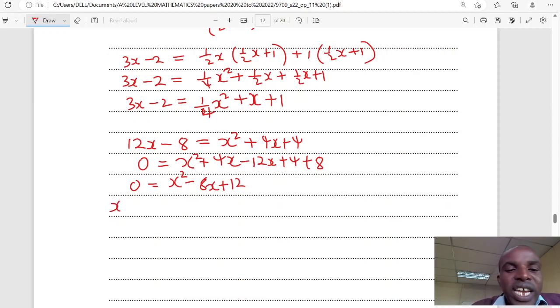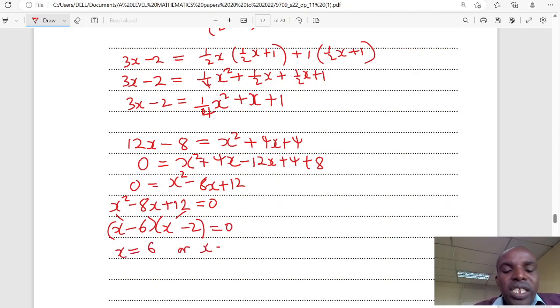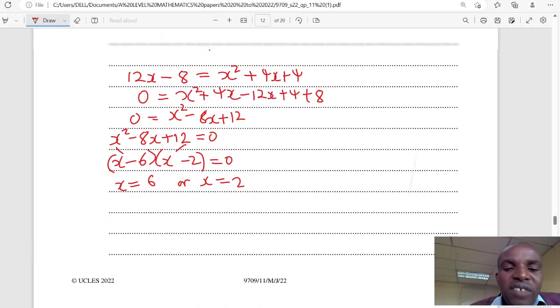Something like this. So you get x squared minus 8x plus 12 is equal to 0. Right? You can factorize this part. So you get the factors, minus 6 and minus 2. So it will be x minus 6 and x minus 2 is equal to 0. So it will be x is equal to 6 or x is equal to 2. So these are the factors, right?